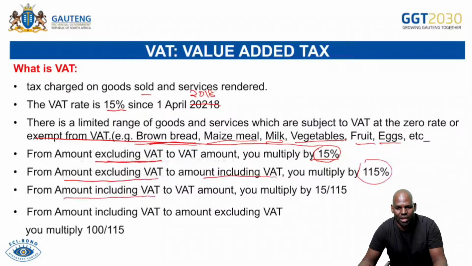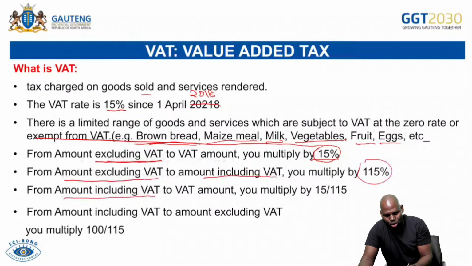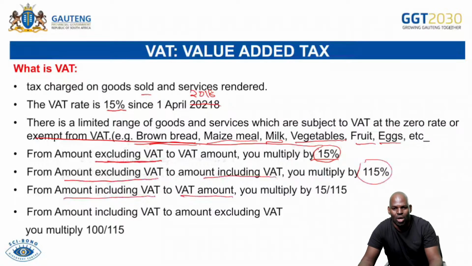Now here it's an item that costs 800 rand, and they say this is including VAT. Now you want to know the VAT amount. You want to know how much they charge for VAT, how much VAT is included in that amount. So from the amount including VAT to the VAT amount, we multiply by 15 over 115. We multiply by 15 over 115.